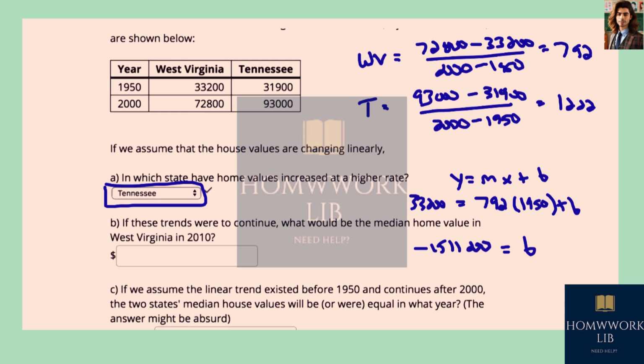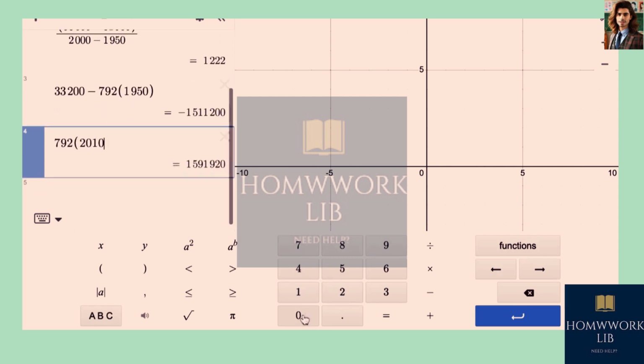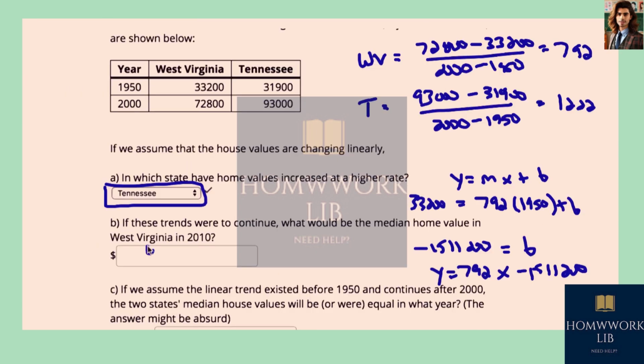Now we use that formula, 792x minus 1,511,200, and we're going to substitute 2010 in for x. So 792 times 2010 minus 1,511,200. That's 80,720.